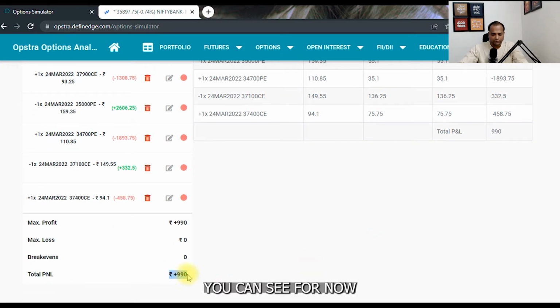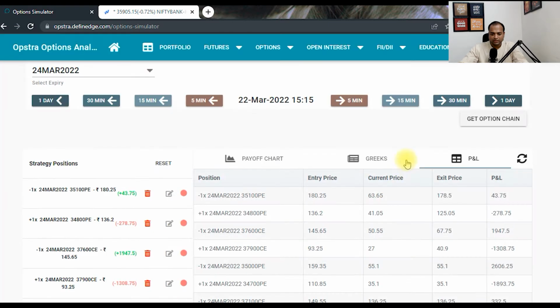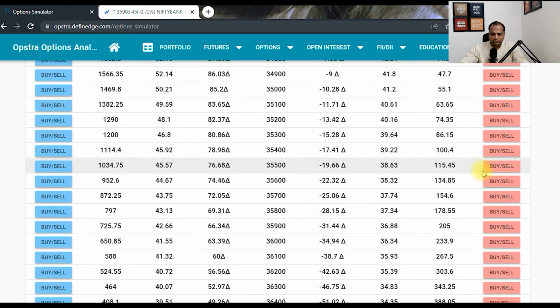Right, you can see for now the profit is 990. We have closed the trades, and again we will initiate a new trade with the same 20 and 15 delta.